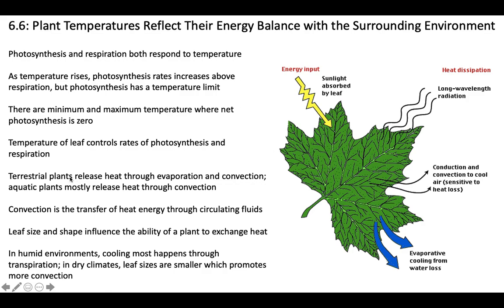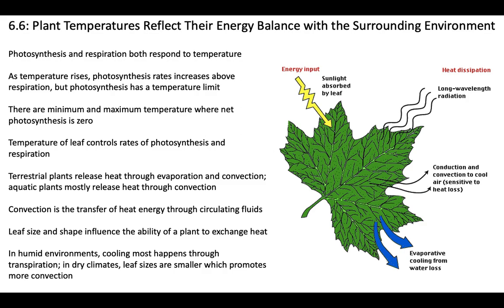Terrestrial plants are going to release heat through evaporation and convection, and aquatic plants mostly release heat through convection. What's convection? Convection is movement caused within a fluid by the tendency of hotter and less dense material to rise. So hot stuff is less dense, so it rises to the surface. Colder, denser material sinks to the bottom. We talked about this when we were talking about seasonality changes.